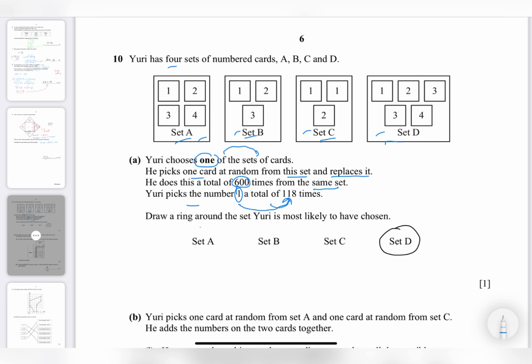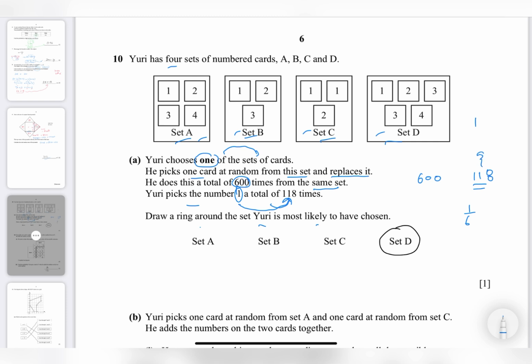Draw a ring around the set Yuri is most likely to have chosen. If you look here carefully, let me write 600 and 118. Now listen very carefully. The probability of this 118 is nearly about 1 out of 6. Yes or no? Think about it.